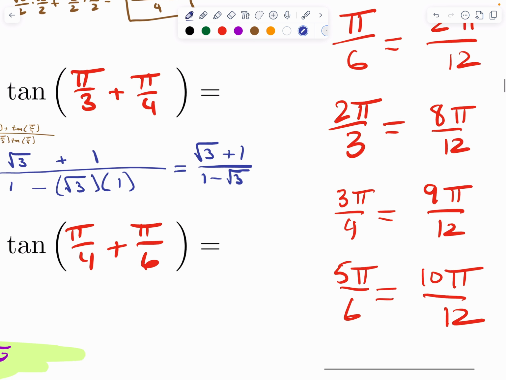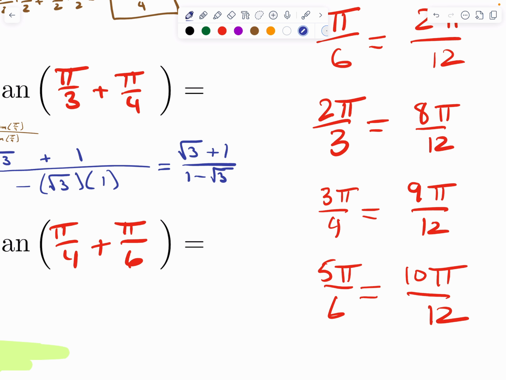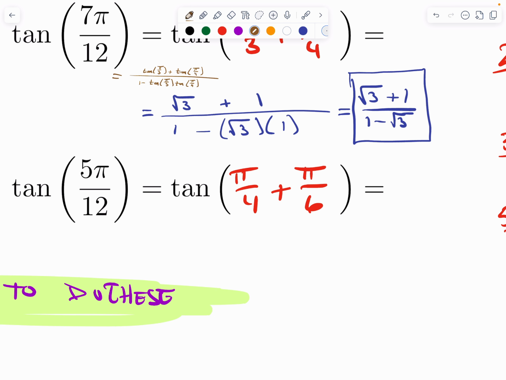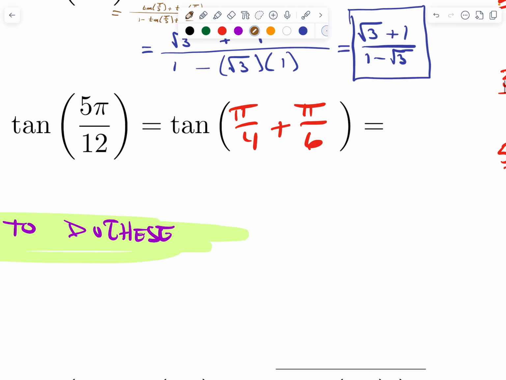Do we need to simplify this? I don't think so. I think that Pearson is going to be happy with us if we do it just like that. It could be simplified. You'd have to multiply by the conjugate of that denominator. It gets a little tedious. Okay, so let's see if we can do this last one, and then we'll do the bottom there.